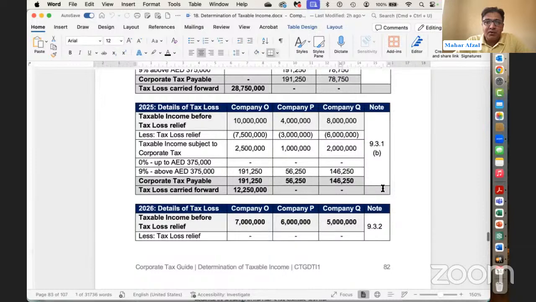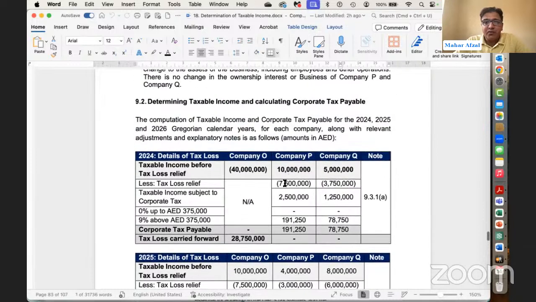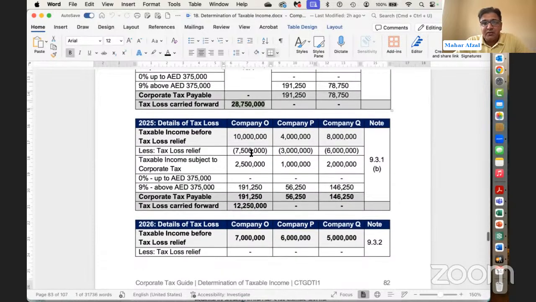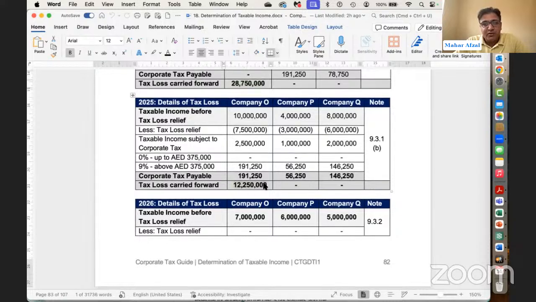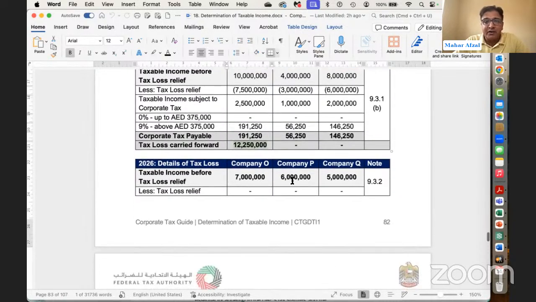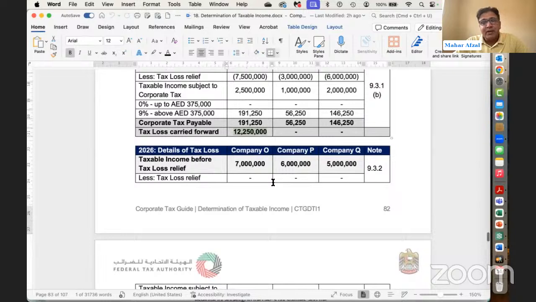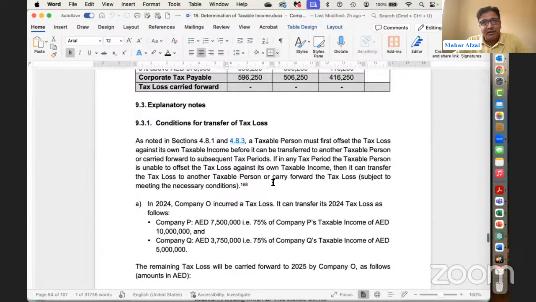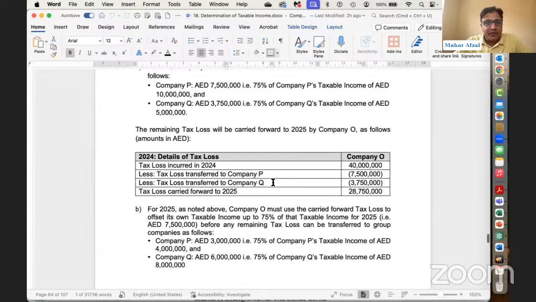As I mentioned earlier, this is the first year, 2024, 75% adjusted. Remaining loss was 28,750. Next year, 75%. Remaining loss was 12,250. This is the loss adjustment. Third year, they cannot adjust the losses. The reason is because they are not under the common ownership of at least 75%, so they are not part of the qualifying group. So third year, they cannot adjust the losses. This is what they're trying to communicate in this case study.